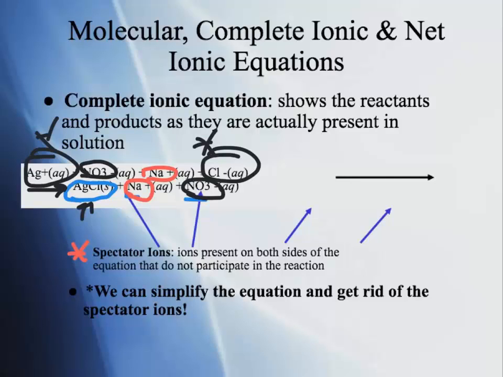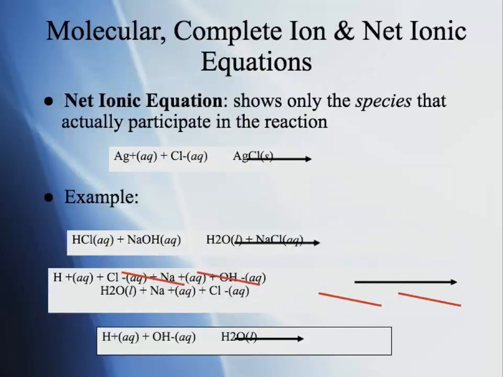So we can simplify this equation to get rid of these spectator ions. And when we do that, it looks so much neater. This is what we call the net ionic equation. Net means when you get rid of all the extraneous things that don't matter in a chemical reaction, because they just sit there as ions anyways. When we get rid of all those other ones, we get down to the meat and potatoes of what's actually going on in this chemical reaction.